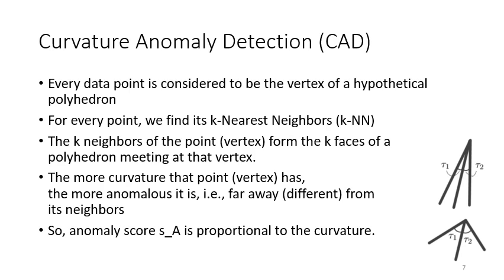For every point, we find its k nearest neighbors. The k neighbors of a point, which is considered as the vertex of the polyhedron, form the k faces of a polyhedron meeting at that vertex. You can see an example in this figure. The more curvature a point has, the more anomalous it is. Why? Because more curvature means less interior angles, and less interior angles means that that point is further from its neighbors. So it's far away or different from its neighbors, so it can be considered an anomaly. So we can say that the anomaly score is somehow proportional to the curvature of that vertex.